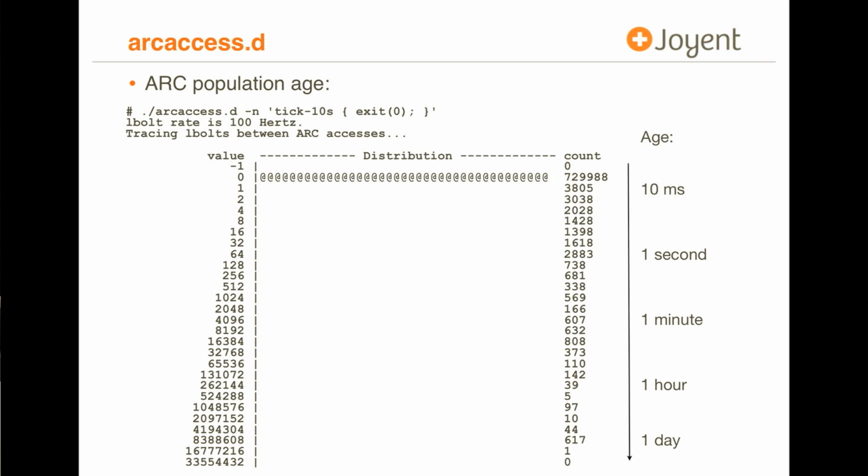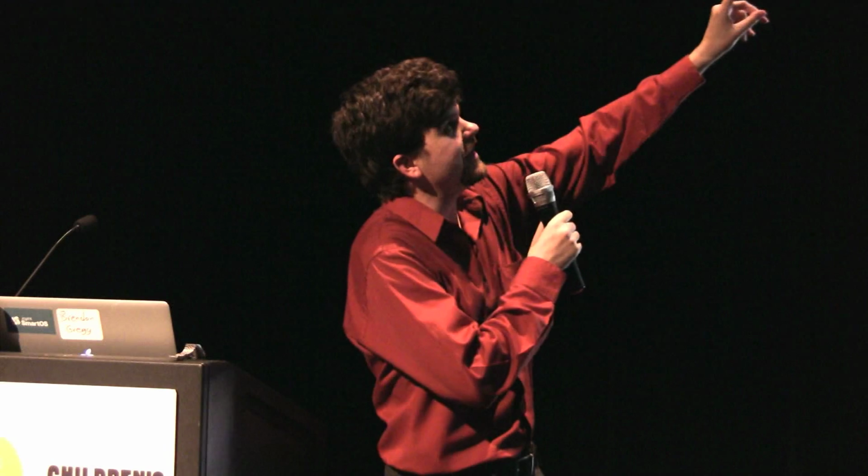Arc access to D is just another example of a tool. This one's going into the ZFS Arc using DTrace. It looks at the Arc population age. Right at the top, it's printing out the age, and we've got 10 milliseconds. It's printing out the age in terms of LBolt. LBolt is on the left, and then I've translated it onto the right to something human readable. And of course, LBolt is variable, so it might actually vary. So right at the top, we have most of the Arc accesses for buffers that were accessed within 10 milliseconds. So really frequent data. Then you have 1 second, 1 minute, 1 hour, and 1 day.